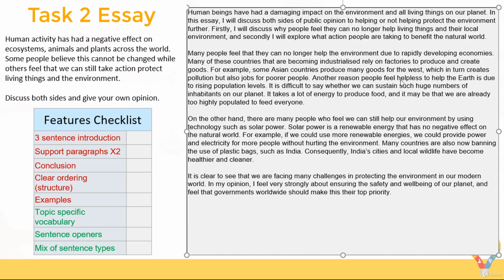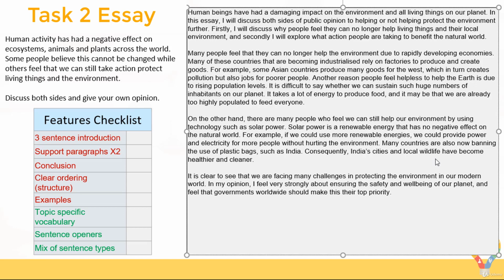Another reason people feel helpless to help the Earth is due to rising population levels. And here's a support sentence. It is difficult to say whether we can sustain such huge numbers of inhabitants on our planet. It takes a lot of energy to produce food, and it may be that we are already too highly populated to feed everyone. And here's my second body paragraph discussing the feeling that we can help the Earth. On the other hand, there are many people who feel we can still help our environment by using technology such as solar panel, which is the first idea I want to discuss.